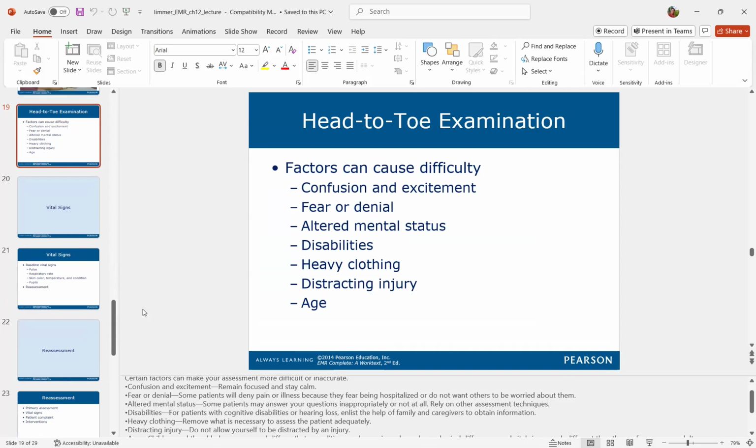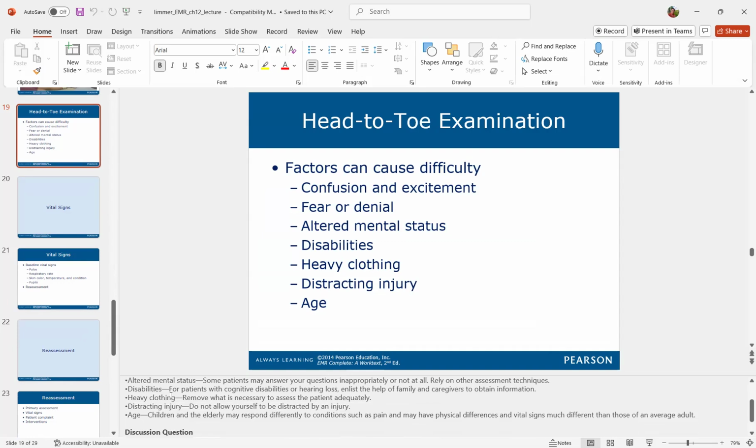Disabilities. For patients with cognitive disabilities or hearing loss, we want to enlist the help of family members and caregivers to get some information from them as well. Heavy clothing. We can remove what is necessary to assess the patient adequately. We can replace it then if we need to, or cover them with a blanket to keep them warm. Distracting injuries. Don't allow yourself to be distracted by a really cool injury, especially if it's not life-threatening.